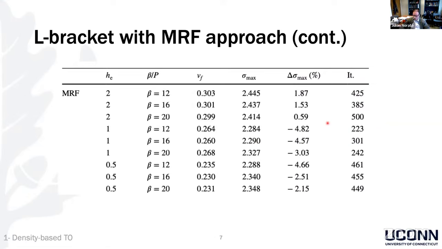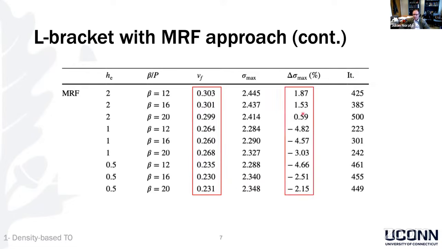Now, when we look at the actual results, these are some of the volume fractions that we have, and I'll get back to these when we compare to the adaptive constraint scaling approach. We also see that the stress constraint is either slightly violated, at most 1.87% above the constraint, or inactive. In all of these designs we're farther away from the constraint, but we are satisfying the constraint. We are on the inactive side.